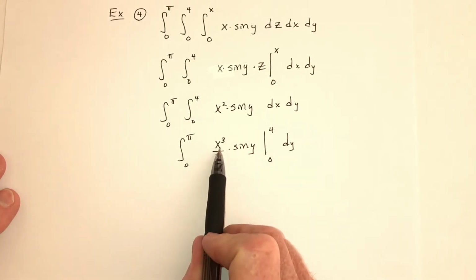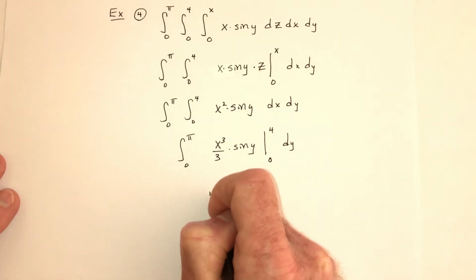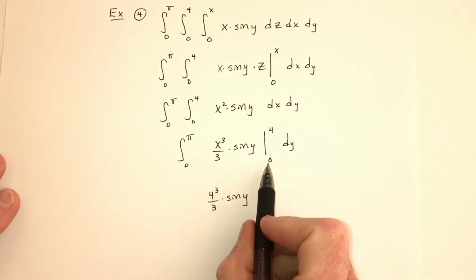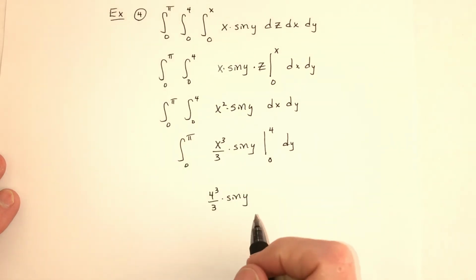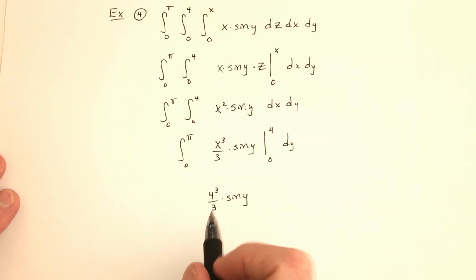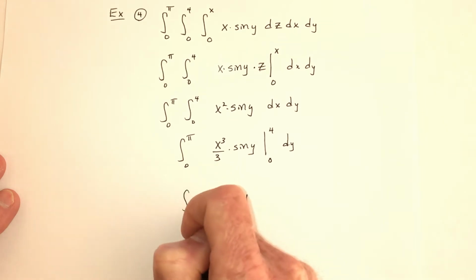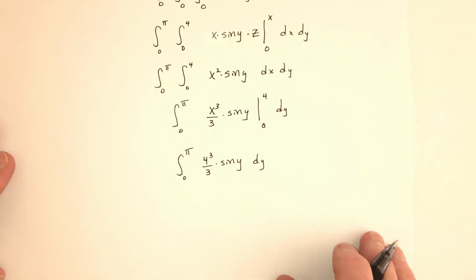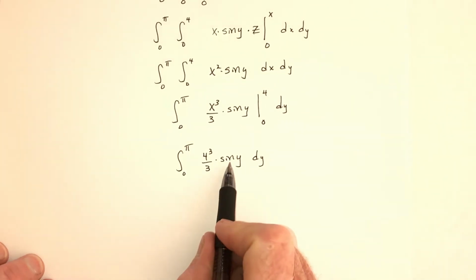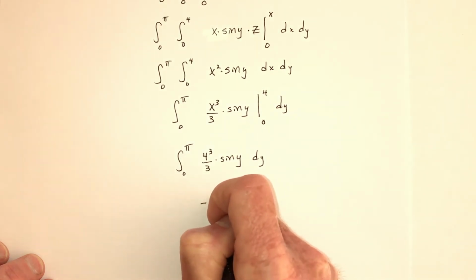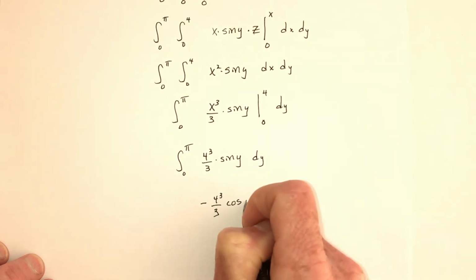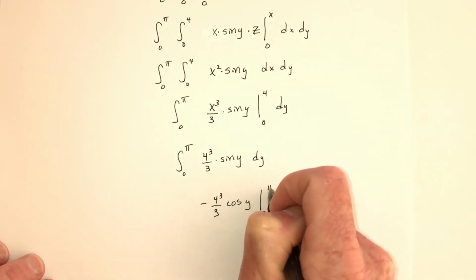When you substitute the 4, that's going to be 4 cubed over 3 times sine of y. And once again, a 0 is going to contribute nothing. So we're just left with this 4 cubed over 3 sine of y, and then integrate that with respect to y. So the antiderivative of sine is going to be negative cosine. And then evaluate from 0 to pi.